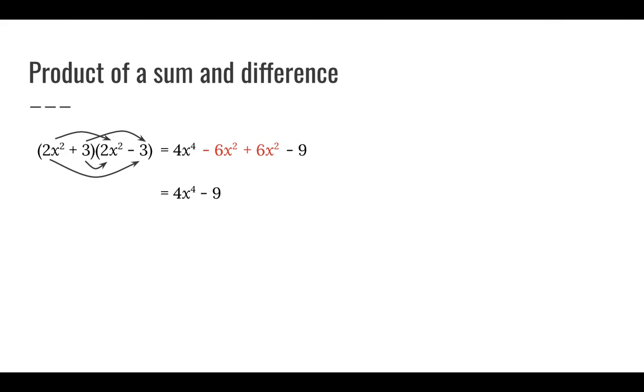So the takeaway out of this is that when you have a product of a sum and a difference that are the same, but with different signs, your middle terms are always going to cancel out and you're going to have 2 terms in your final answer. So these are some special products that we'll go through. We have the square of a sum, the square of a difference, and then finally the product of a sum and a difference.